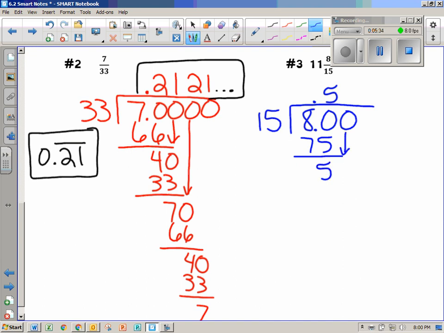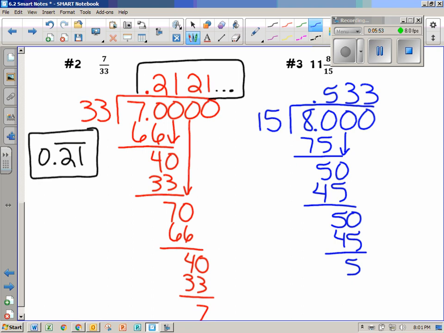Subtract, bring down, and keep dividing. 15 into 50 goes 3 times. 3 times 15 is 45. Subtract. You can start to see that that 3 is going to keep happening because I get 45. If I added another one and brought down, I would get 3 again.